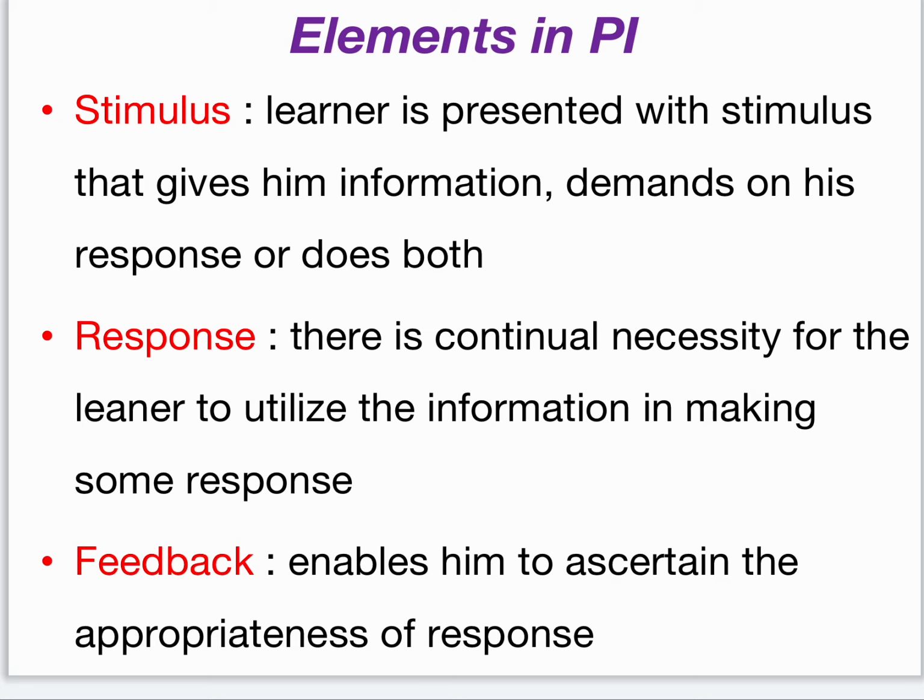The next component is response. So there is a continual necessity for the learner to utilize the information in making some response. According to the stimulus, or according to the information that is received, the student has to respond in a particular way. And the last part is feedback. Feedback enables the student to ascertain the appropriateness of the response. So through feedback, the program would be saying to the student whether the response was adequate, or was expected, or what modification is to be made to the response to be in an acceptable manner.